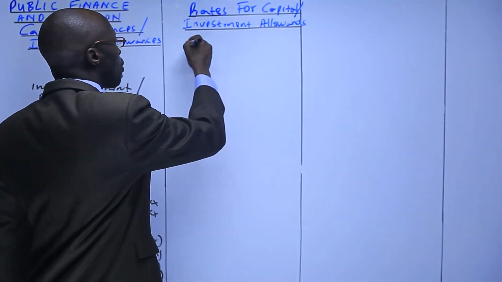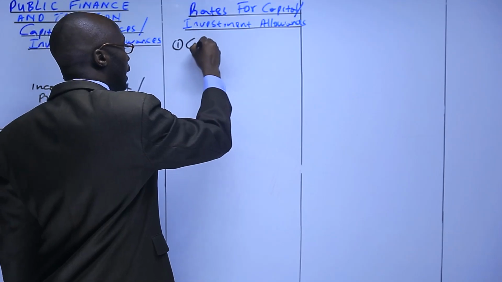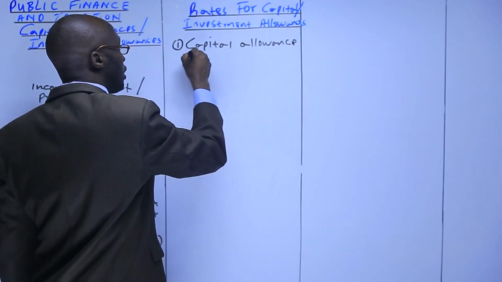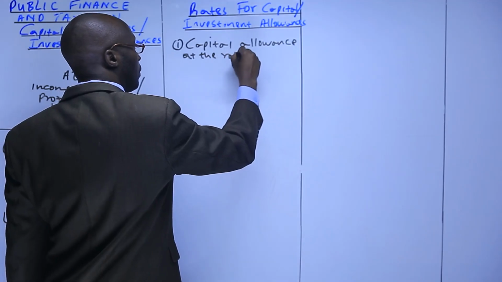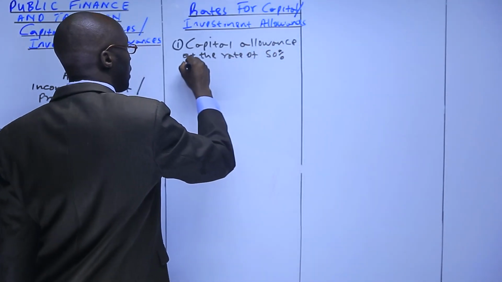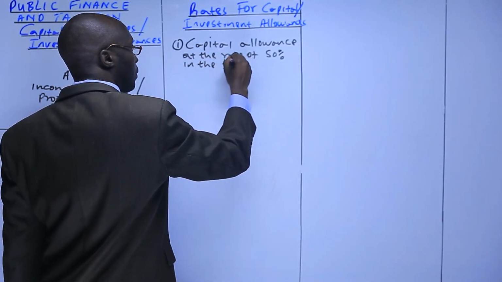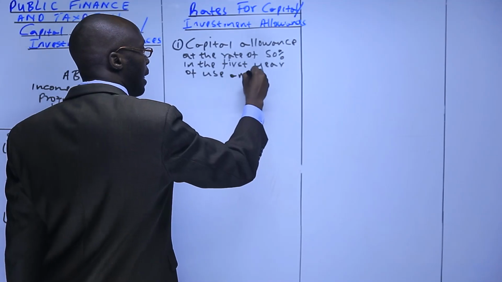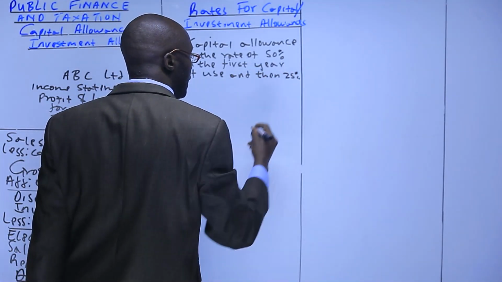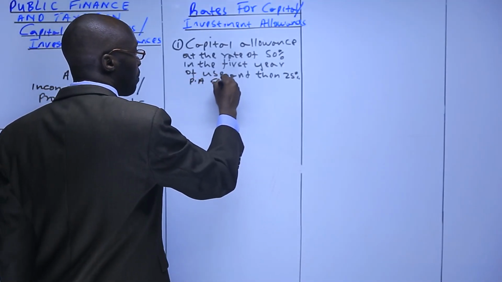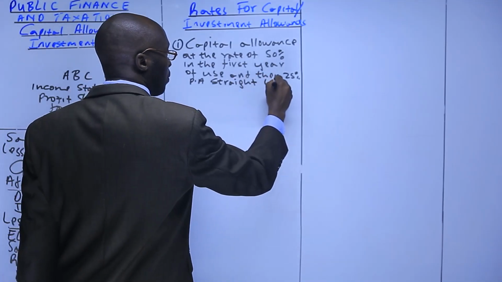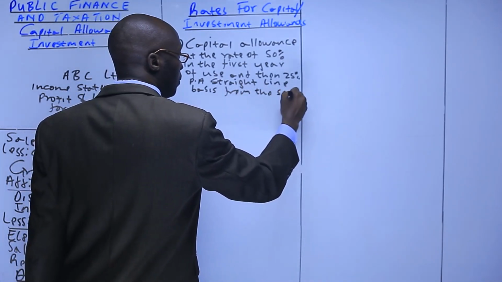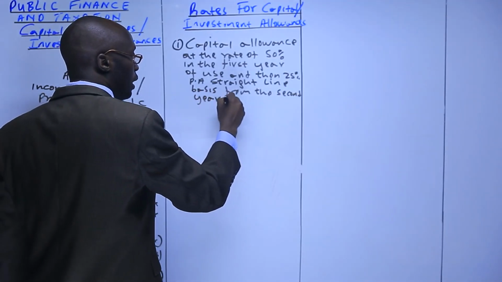So these are the rates. We have number 1, capital allowance at the rate of 50% in the first year of use, and then 25% per annum straight line basis from the second year on the remaining balance.